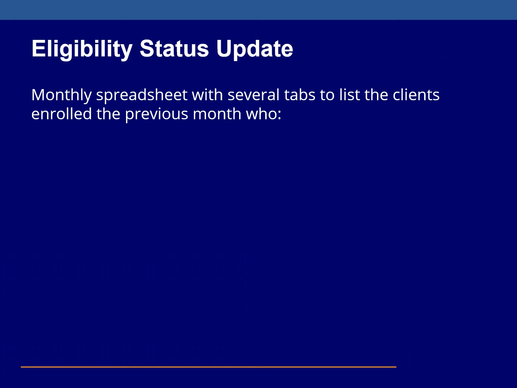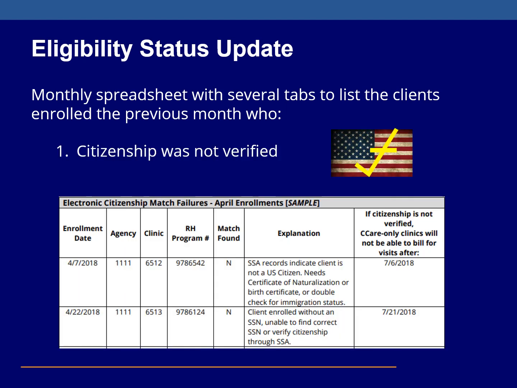To help reduce the number of terminations, we send out a monthly Oregon RH eligibility status update. This is an Excel workbook with several tabs that list clients who enrolled in the previous month for whom we were not able to verify some aspect of their eligibility. All the tabs list clients' enrollment dates, agency and clinic number where they were enrolled, and their RH program number. The first tab lists clients who claimed U.S. citizenship or national status, but for whom we were not able to verify their citizenship. This tab also includes an explanation of why their citizenship match failed.